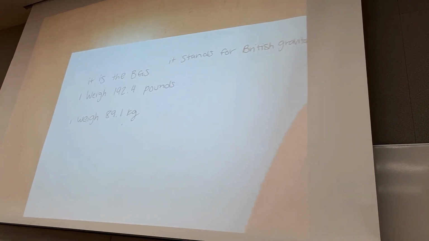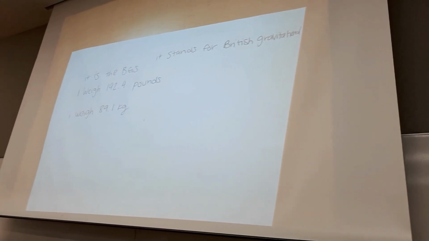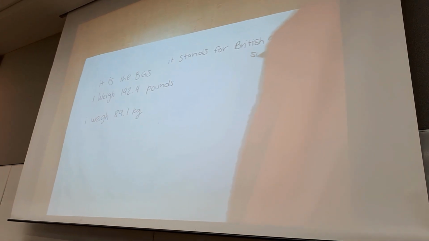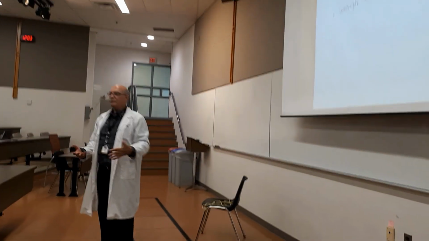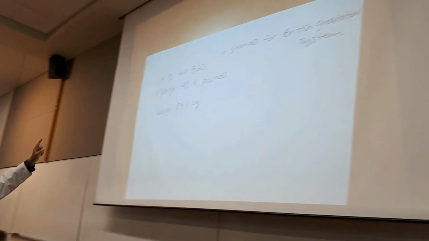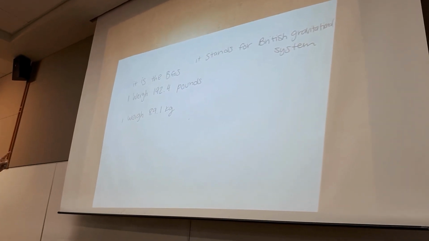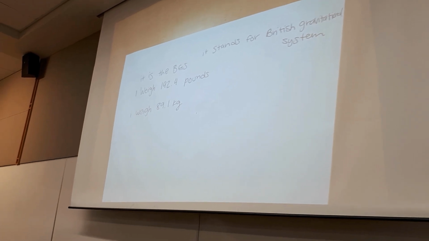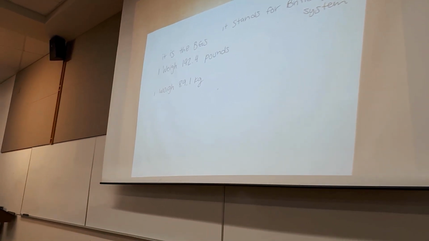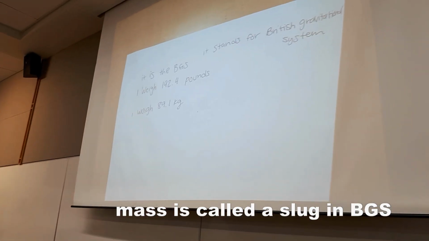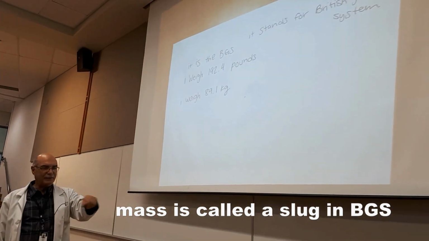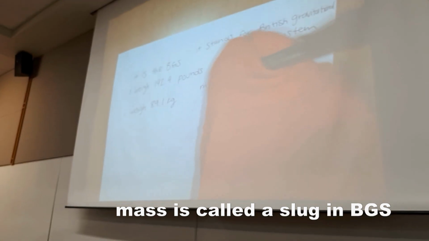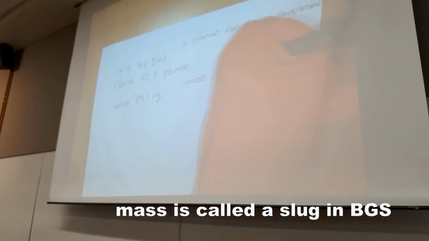System. That is the standard system that we all use in North America for weight. It works just fine. Look at the words. I weigh. Weigh represents a weight. Pounds represents a weight, the proper weight in the BGS system. For mass, in the BGS system, mass is called a slug.